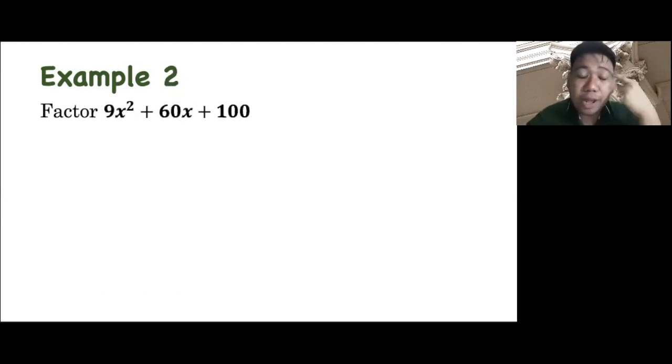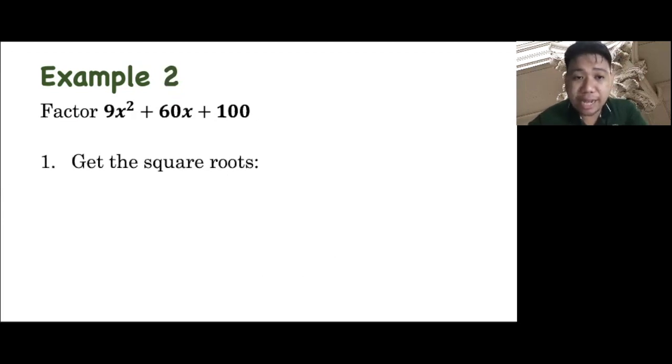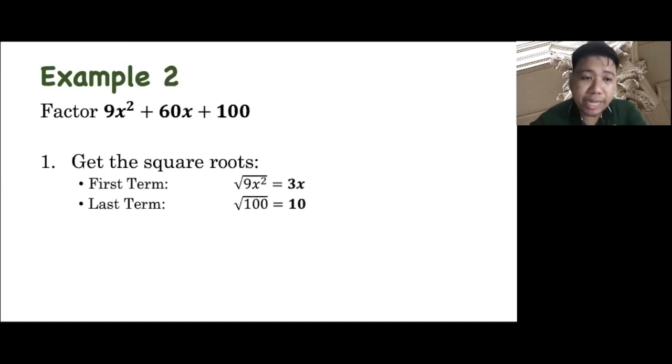Factor 9x squared plus 60x plus 100. So again, the first step was to get the square roots. So unahin natin yung first term. The square root of 9x squared is basically 3x. And kapag kinuha natin yung square root ng last term, which is 100, we will have 10.